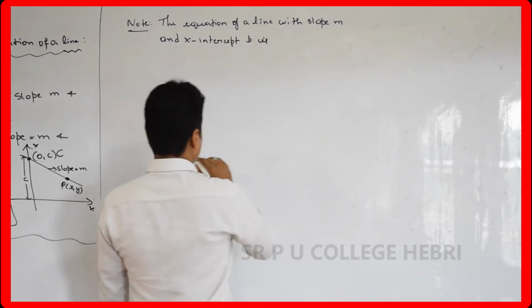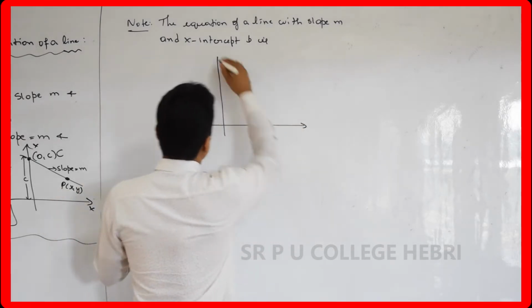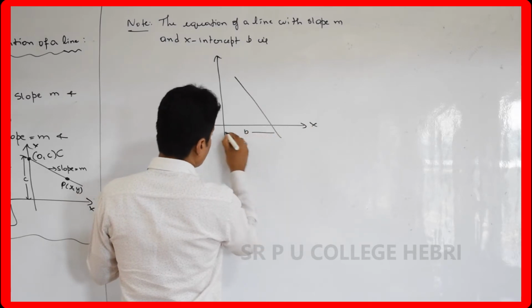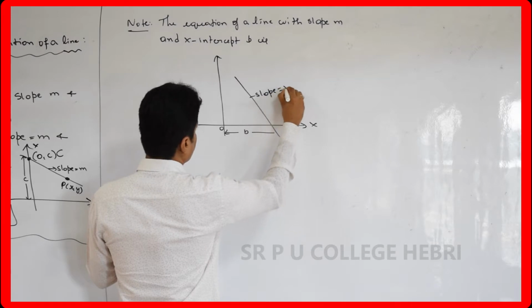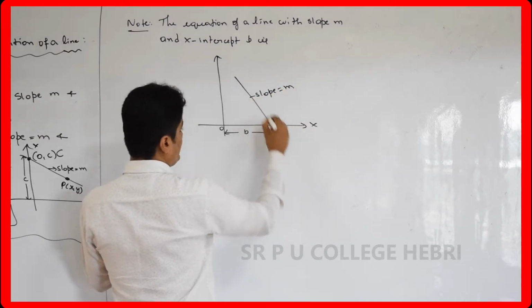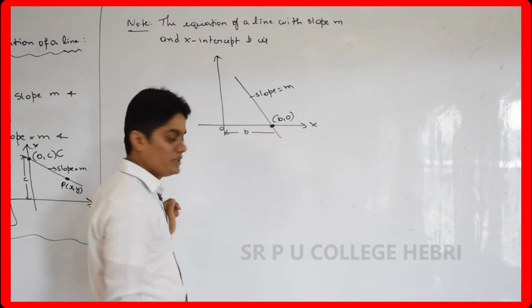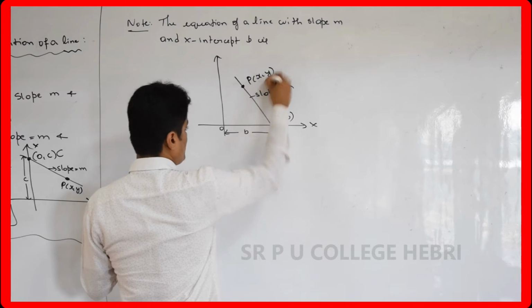Observe carefully. Without much explanation, I'll just take one diagram directly. X axis, y axis, the line cuts the x axis at a distance b. The slope is already given, m. So if this distance is b, this point is (b, 0). I hope you will agree with me. I'll take one point on the line as P(x, y).